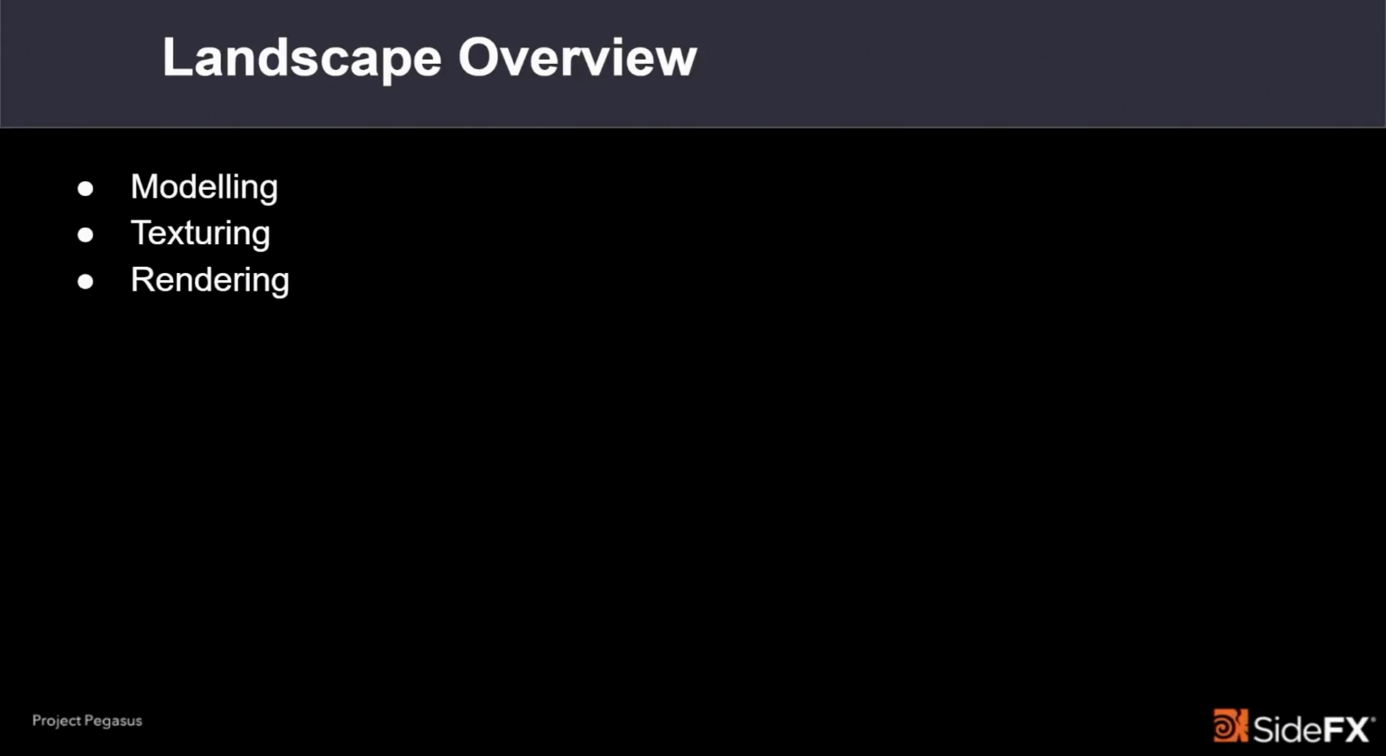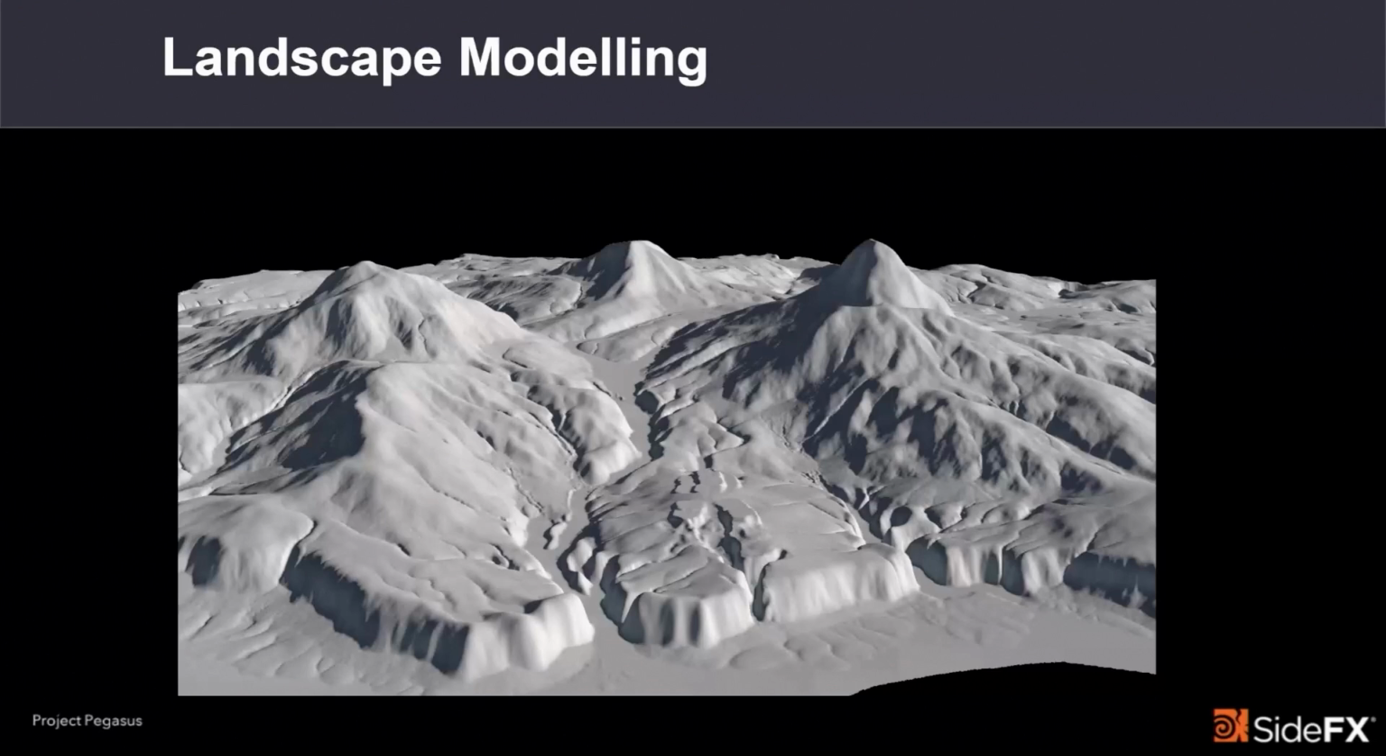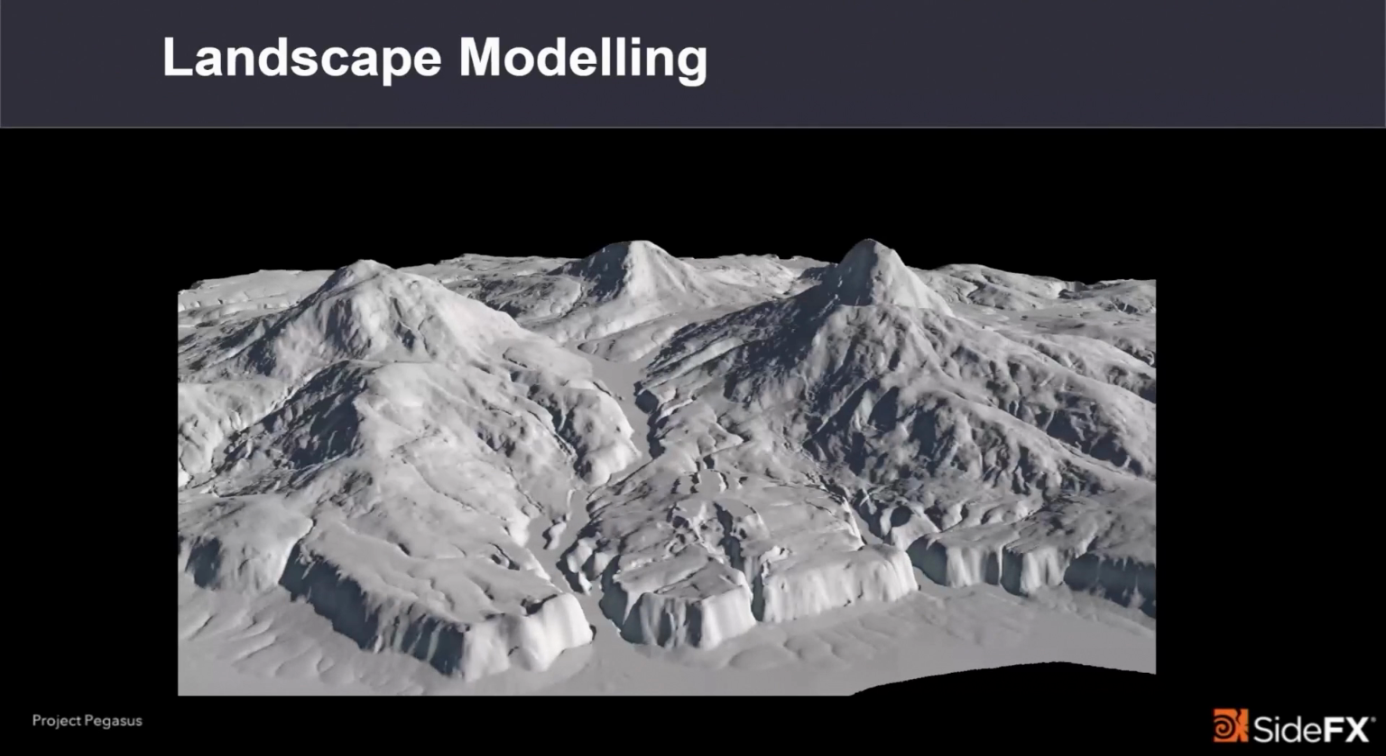We can broadly break the landscape up into 3 areas: modeling, texturing, and rendering. So I'm going to go into the modeling first of all. I took over the landscape from Ian, who created the beautiful base terrain and height map, and I added in layers of procedural detail and some manual editing on top of that, which you can see happening here.